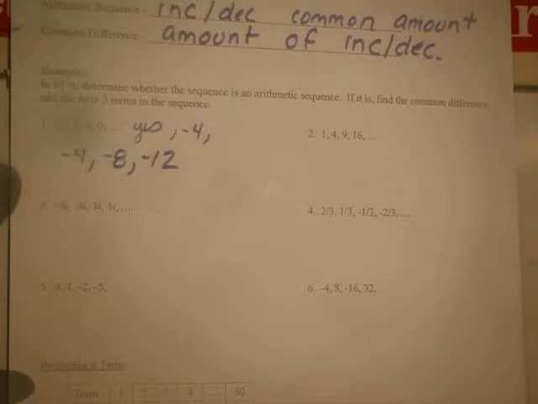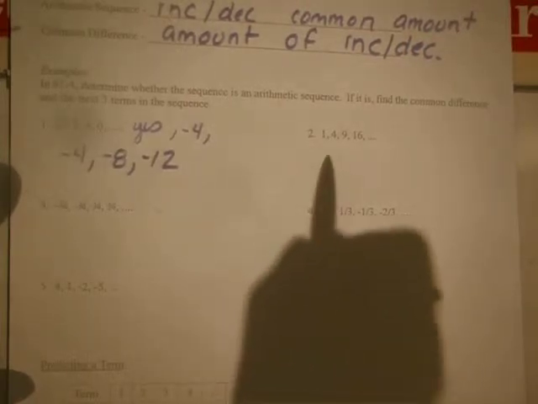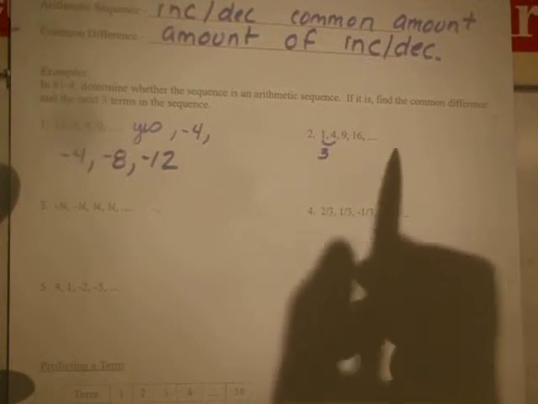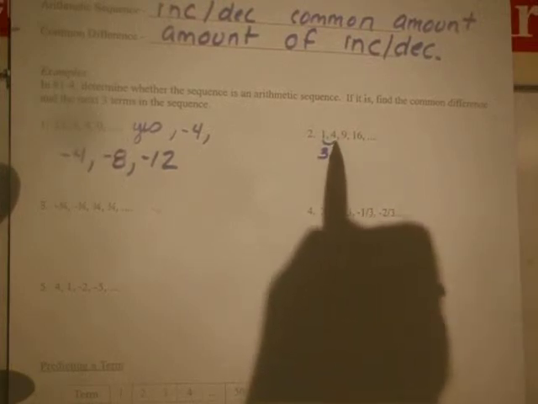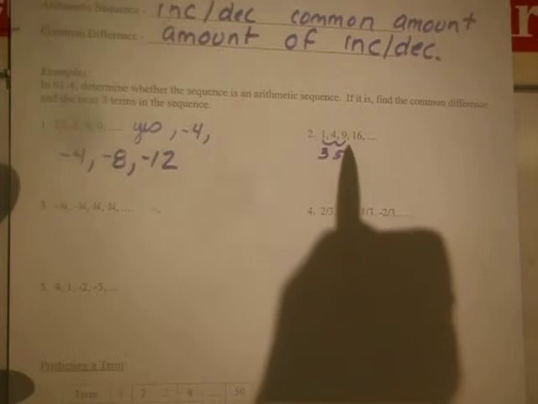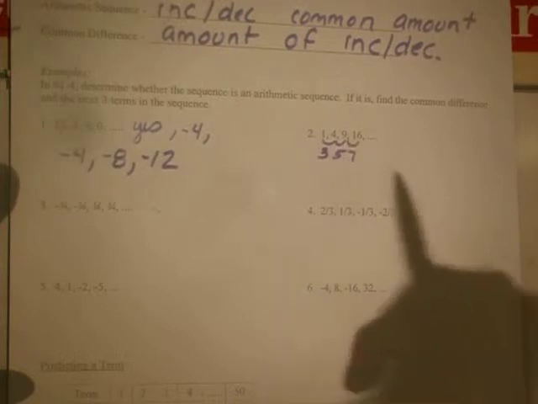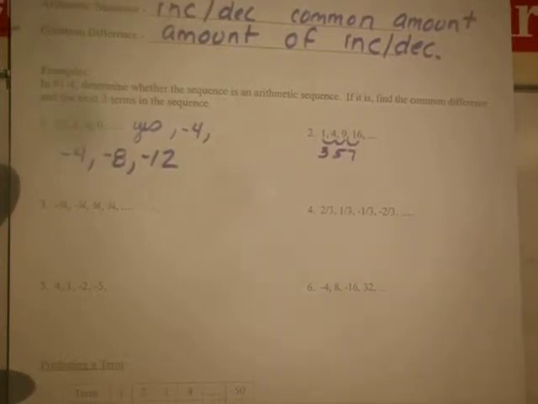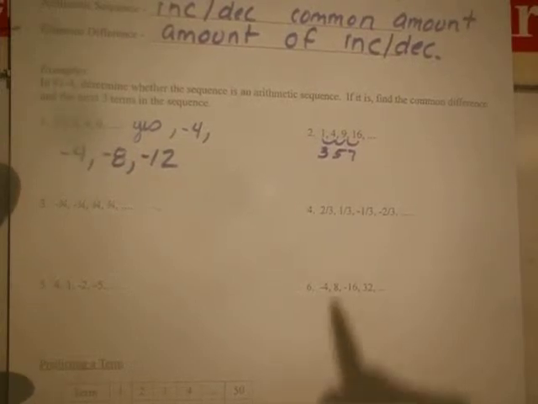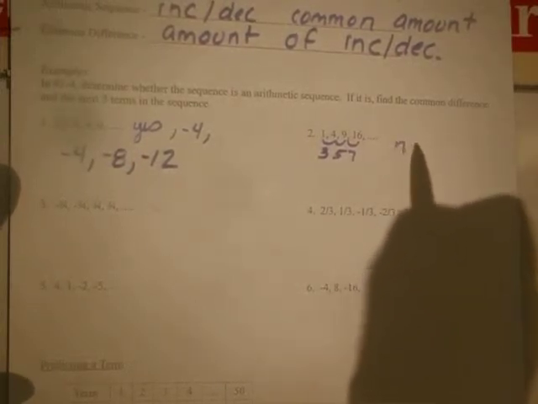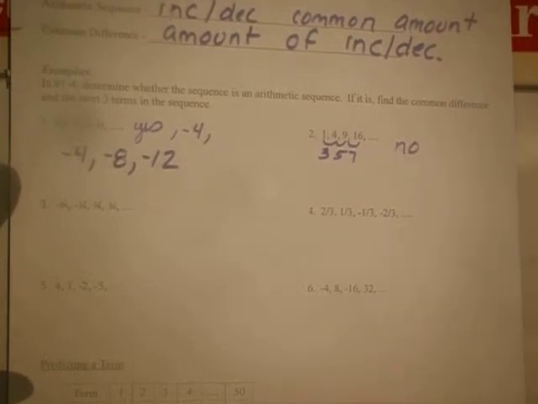Number 2, if we look at the difference between these numbers: from 1 to 4 is 3. From 4 to 9 is 5. From 9 to 16 is 7. It's not the same every time, so it's not a common difference. So this is a no. It's not an arithmetic sequence, and you don't have to do anything else with that one.